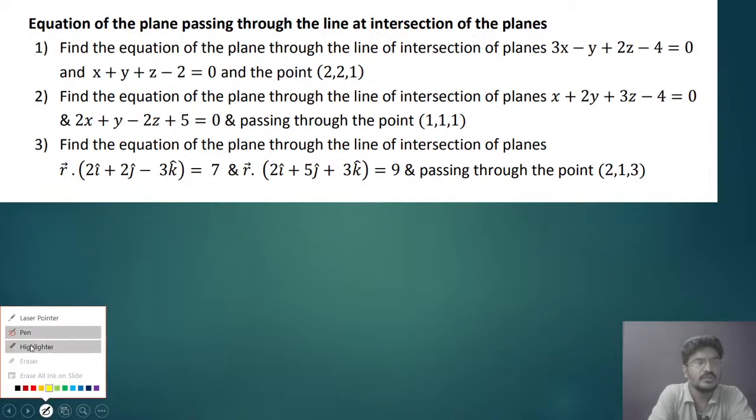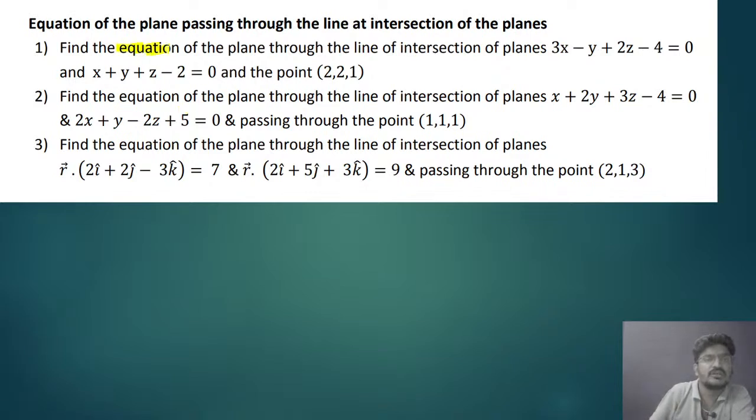Find the equation of the plane passing through the intersection of planes 3x minus y plus 2z minus 4 equal to 0 and x plus y plus z minus 2 equal to 0 at the point 2 comma 2 comma 1. Okay, so here the two planes are intersecting. The third plane is passing through the intersection of those two planes, and the point is given as 2 comma 2 comma 1. That is the question here. That we have to solve.